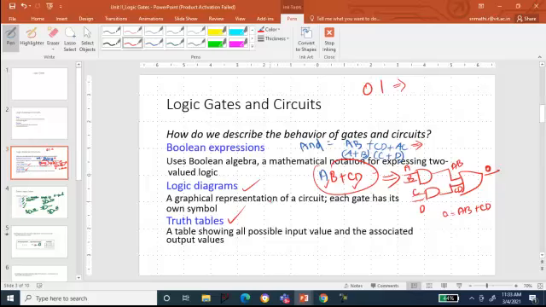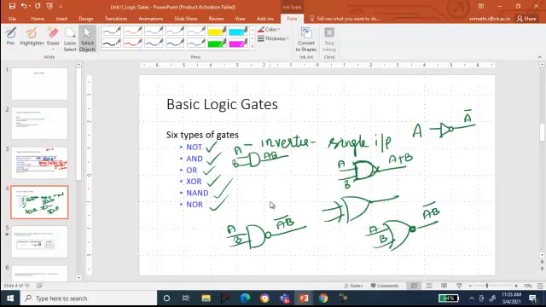So with that in mind, we have the 6 basic logic gates. I'm sorry, I said 4. 6 basic logic gates, namely NOT, AND, OR, XOR, NAND, and NOR. NOT is nothing but an inverter where you give an input A and you get an output A bar. It operates on a single input.